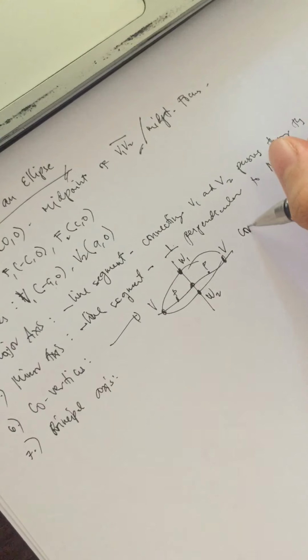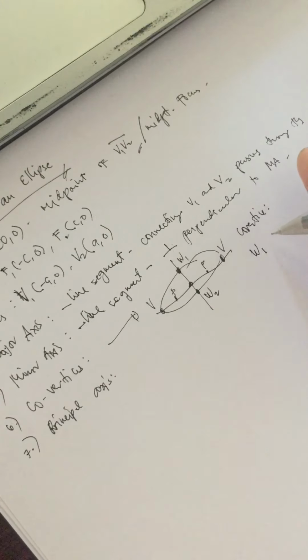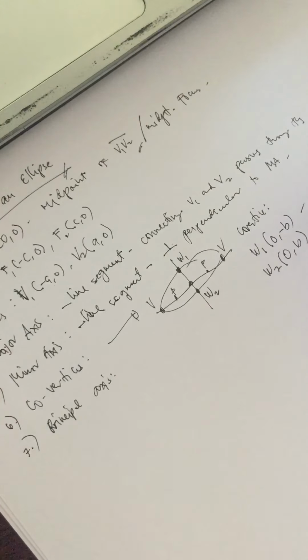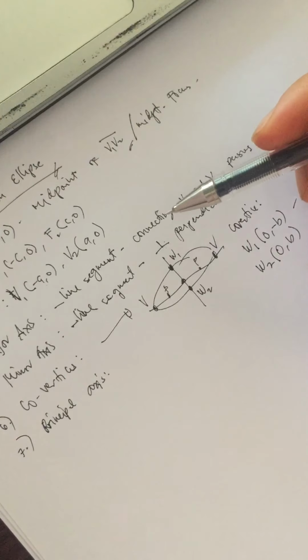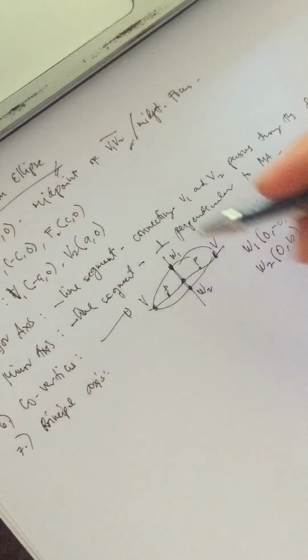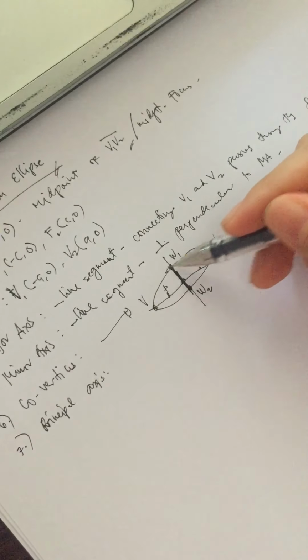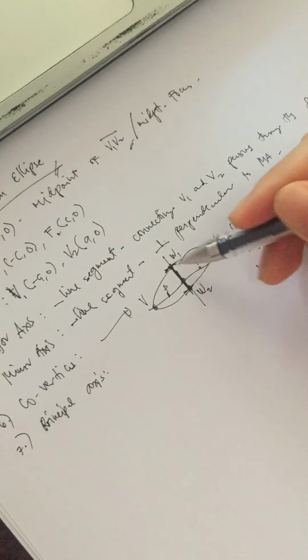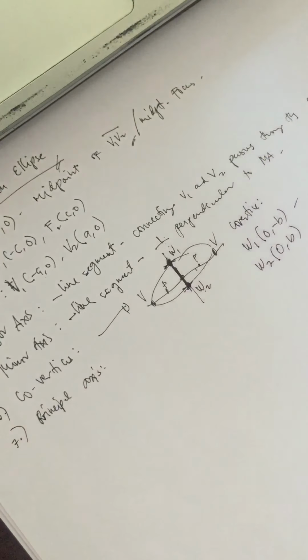So, ang co-vertices is denoted by W1, 0, negative B, then W2, 0, positive B. Okay? Take note sa dalawang point na yan. Pag sinabi mong co-vertices, siya yung 2 points on the ellipse which intersect the minor axis. Ito yung minor axis, itong linyang ito. So, ito yung ating ellipse. Nag-intersect sila dito na point. Ang tawag mo dyan is co-vertices.